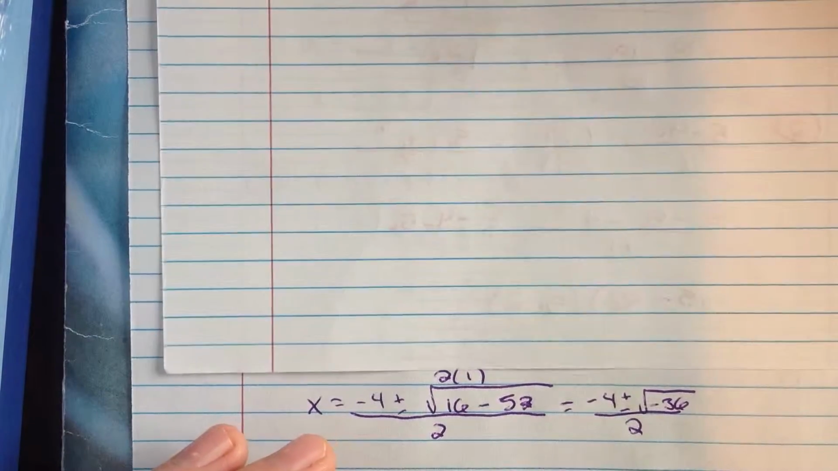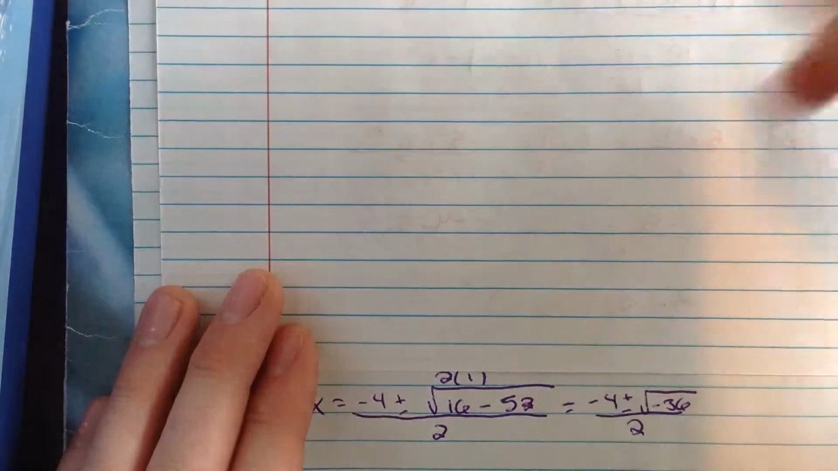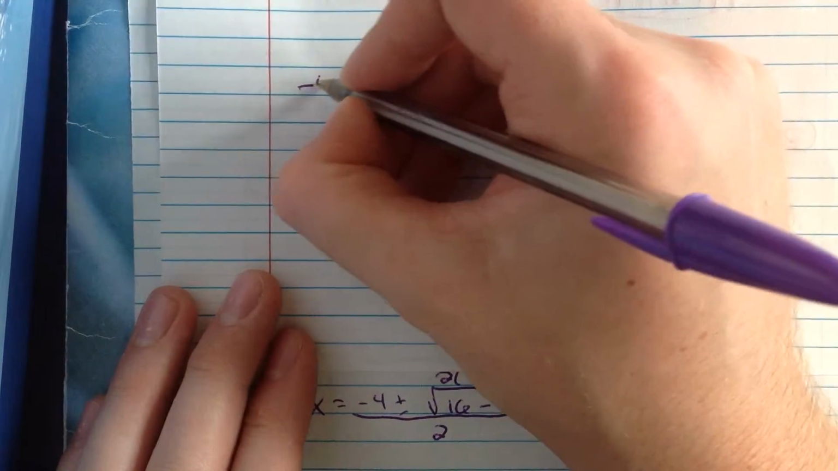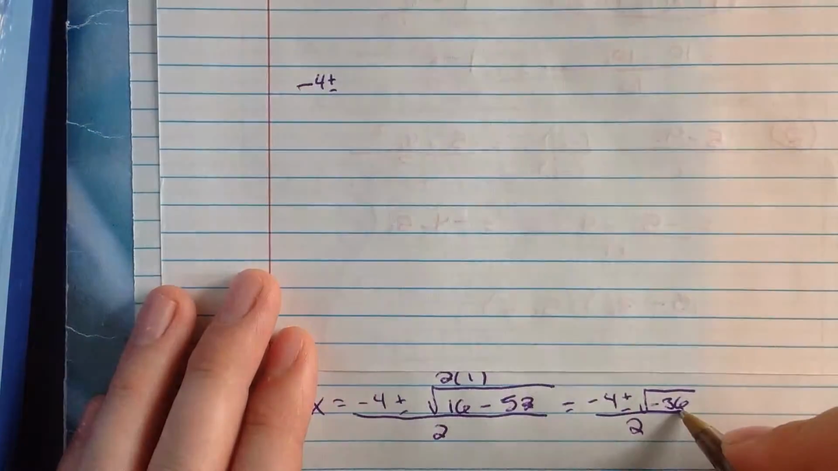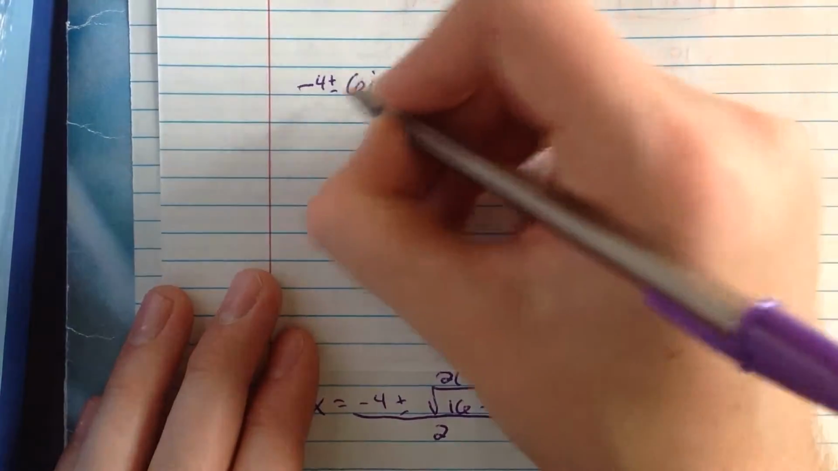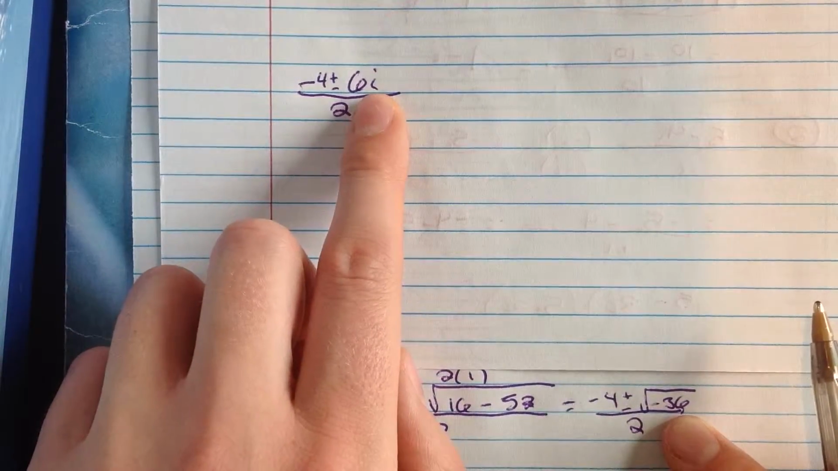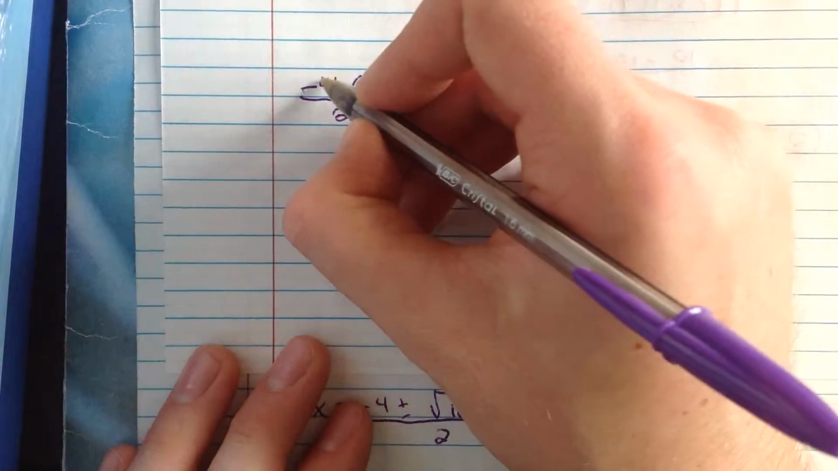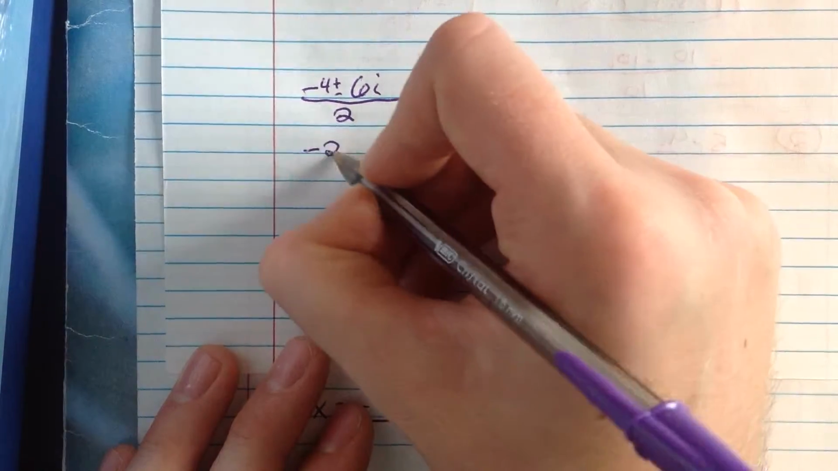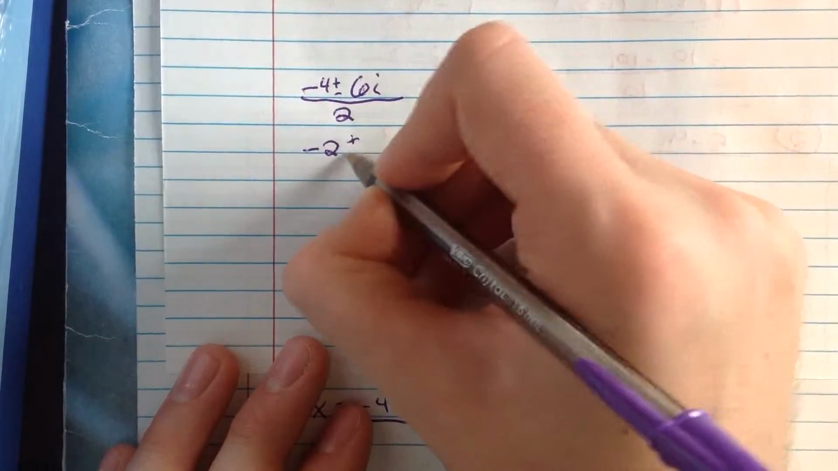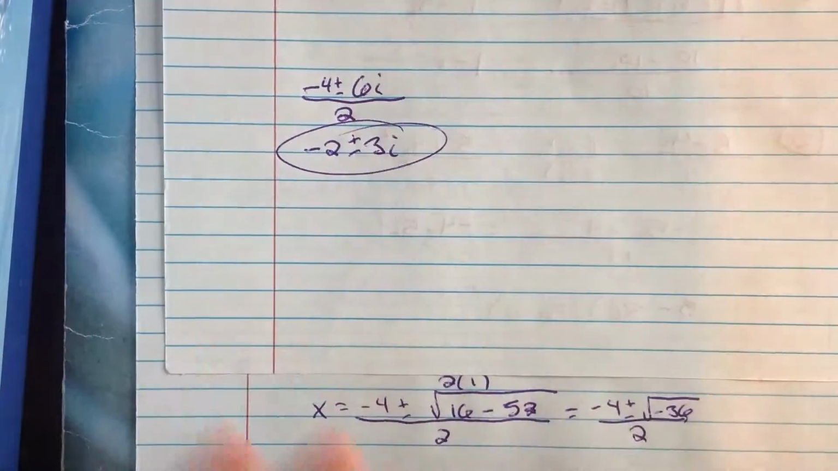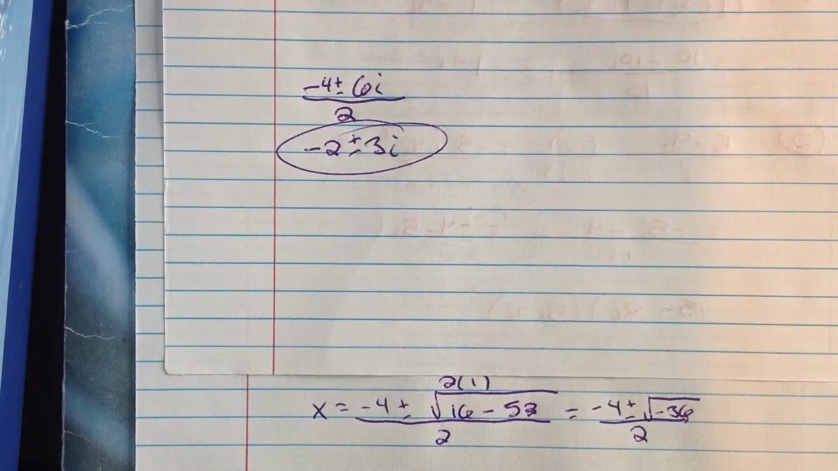which, coming up above, is negative 4 plus or minus, this becomes 6i. So the only thing that changes is that the square root of negative 36 is 6i. Dividing 4 by 2 gives us negative 2. Dividing 6 by 2 gives us 3i. And we can actually have imaginary solutions come out of our quadratic formula as well.